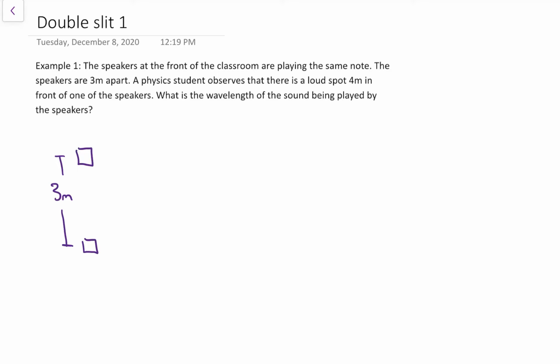When you observe a spot 4 meters in front of one of the speakers, so what I meant by that is like a point way over here. This distance is 4 meters. When you stand at that point, you hear the sound as loud.